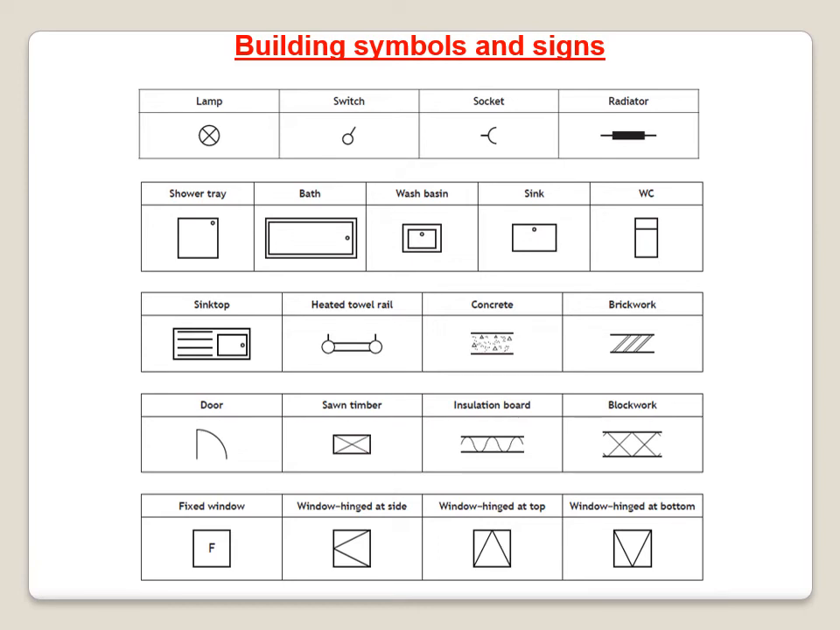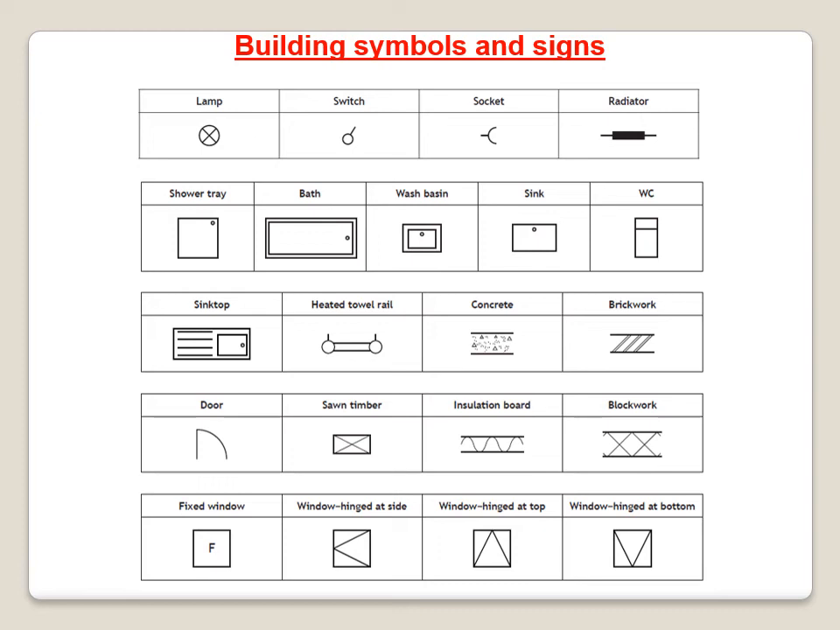So the ones in the first row, the lamp, the switch, the socket and the radiator, are all things that you'd expect to see in a floor plan in a house. Similarly with the shower tray, the bath, the wash basin, the sink and the WC, you would expect to see all of them in a floor plan of a house normally when you have the actual bathroom layout. Sink top, you would expect to see maybe in a kitchen. Heated towel rail in a bathroom.